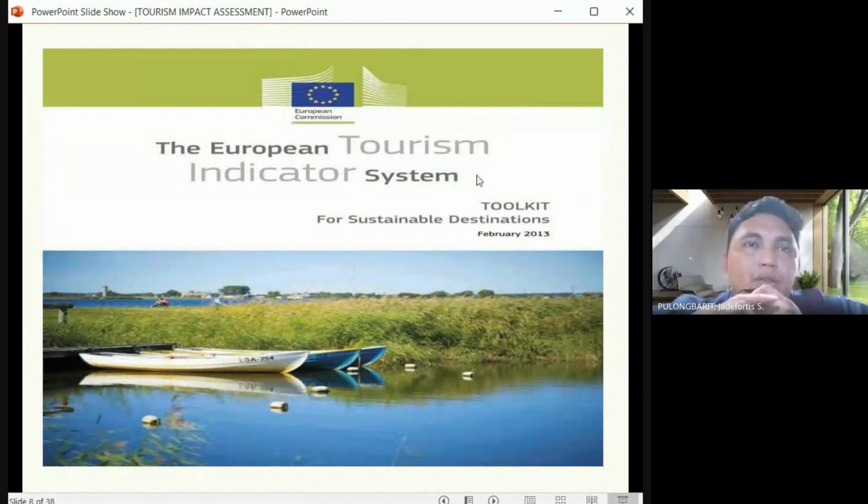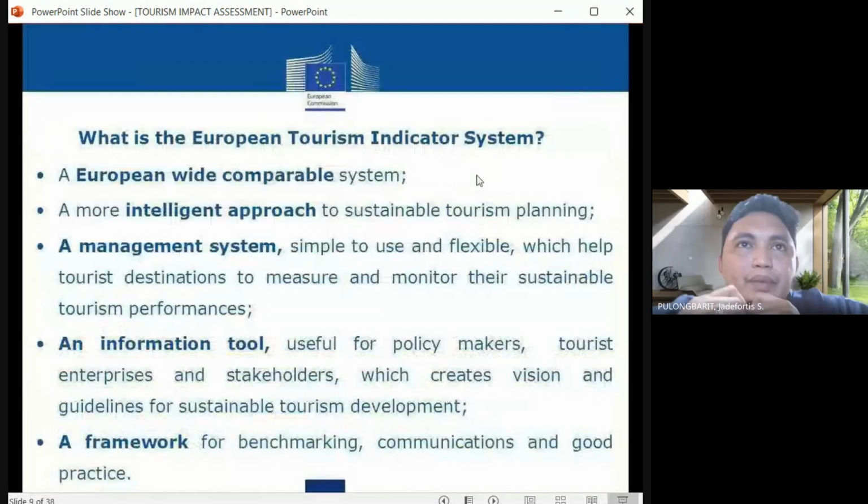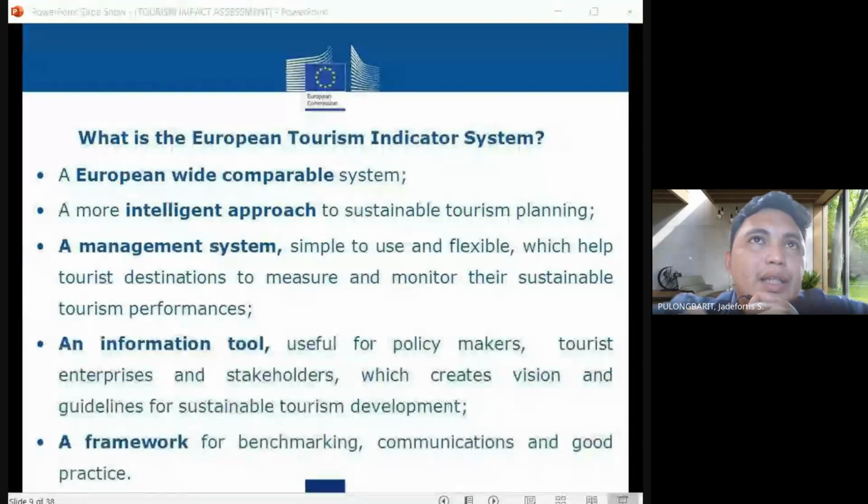So what is the European Tourism Indicator System? Actually, it is a European-wide comparable system created by the European Commission. Malawak po itong sistemang ito, napakalawak ng system na ito. Kasi pagkakalam ko, when you talk about ETIS, meron siyang 27 core indicators and 40 optional indicators. So, ibig sabihin, ganun kadami yung kanyang indicators. 27 core indicators and 40 optional indicators.